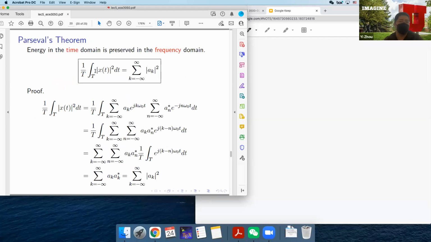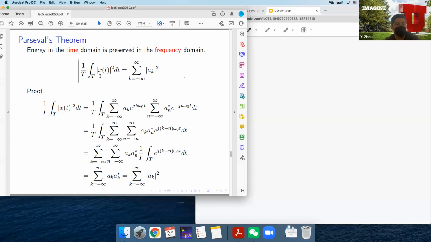And today we're going to talk about one important theorem, Parseval's theorem, which basically says that the energy of a signal should be invariant to the domain that we are considering. So if we calculate the energy of the signal in the time domain, that should be equivalent to the energy of the signal when we calculate it in the frequency domain. Okay. So this theorem corresponds to this equation.